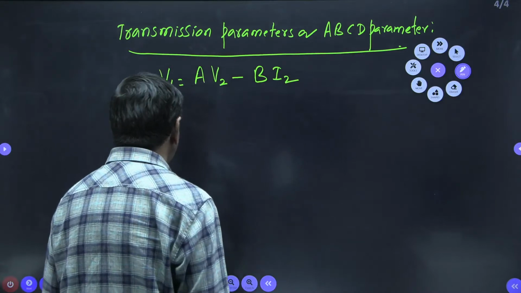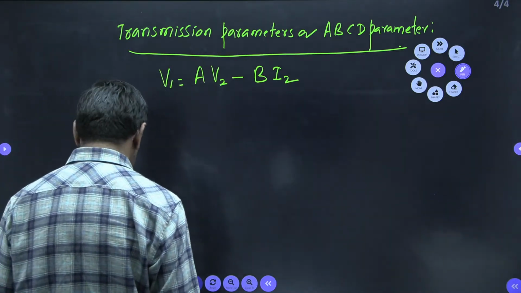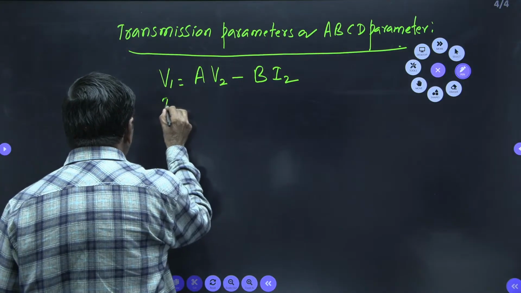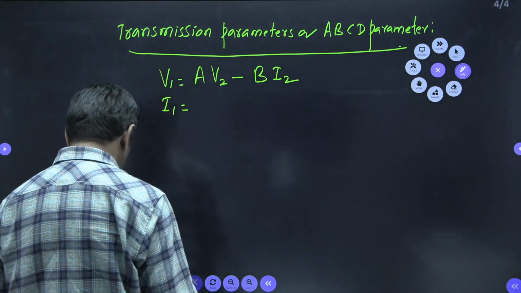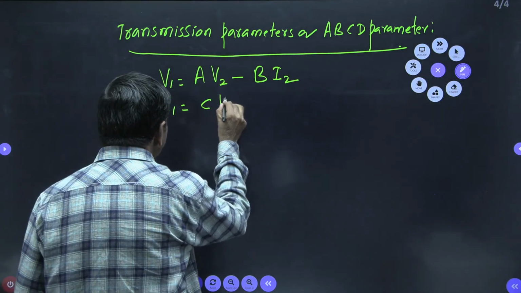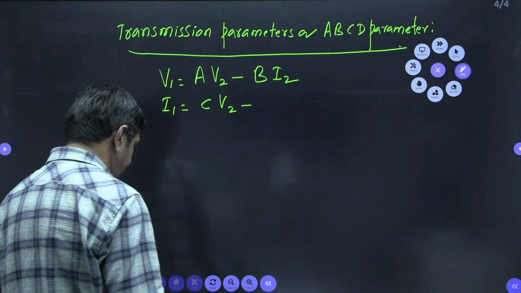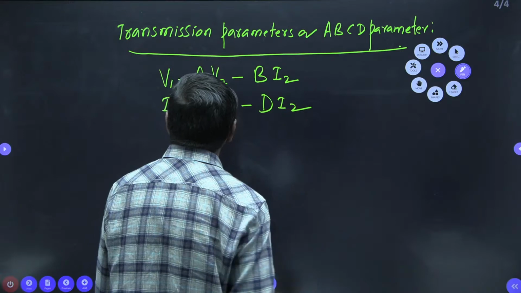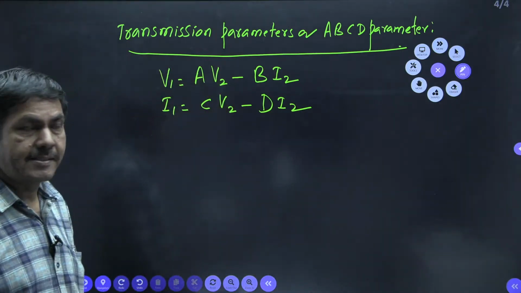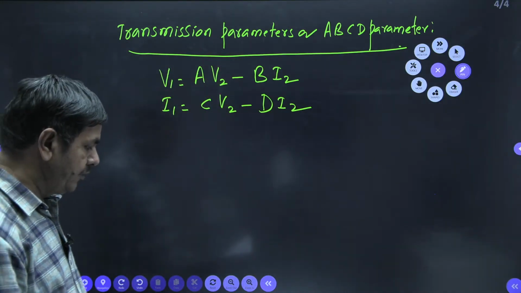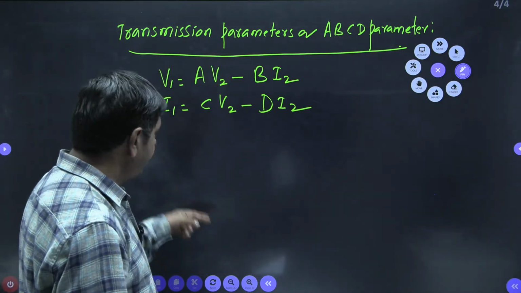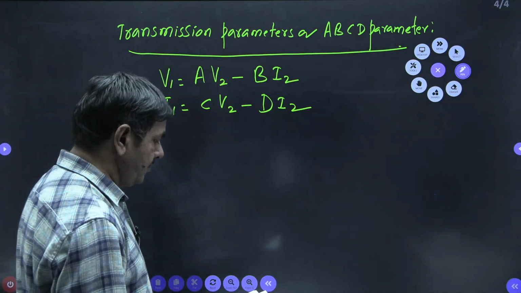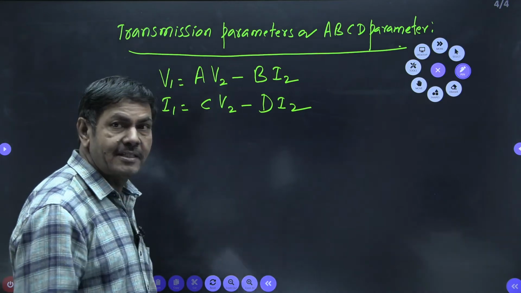B into I2. So V1 equal to AV2 minus BI2 and current I1 equal to CV2 minus DI2, we can write now. These two are said to be what? Transmission parameters. These two, V1 equal to AV2 minus BI2 and I1 equal to CV2 minus DI2. Yes, like that we can put now.